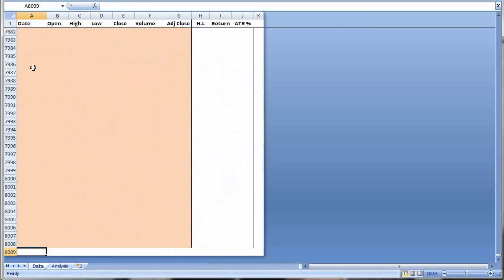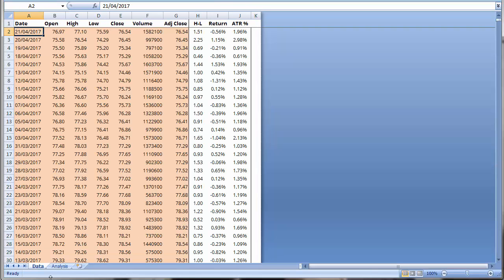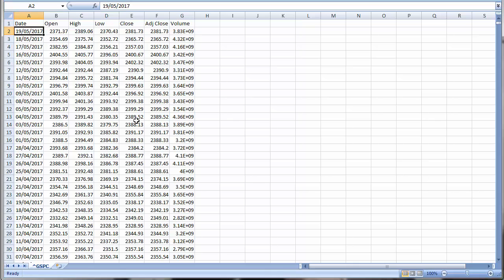And then a second point to note is that this data, in order to build out this spreadsheet for you, I've capped it at 8,008 rows, so that's about 30 years worth of data. Try and paste any more than that, it just won't go ahead and copy, okay?